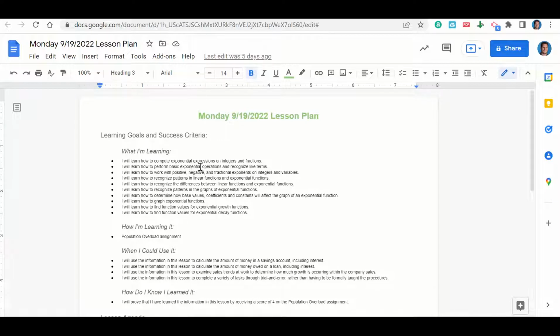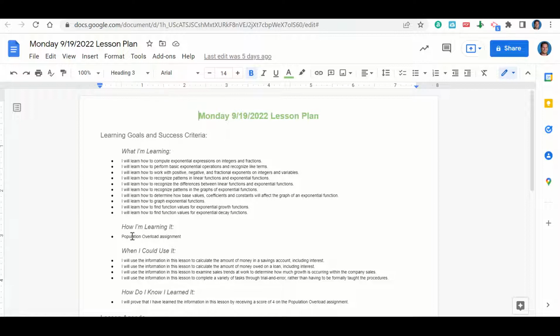We're learning how to perform basic exponential operations and recognize like terms, how to work with positive, negative, and fractional exponents on integers and variables, how to recognize patterns in linear functions and exponential functions, how to recognize the differences between linear functions and exponential functions, how to recognize patterns in the graphs of exponential functions, to determine how base values, coefficients, and constants will affect the graph of an exponential function, how to graph exponential functions, how to find function values for exponential growth functions, and how to find function values for exponential decay functions.